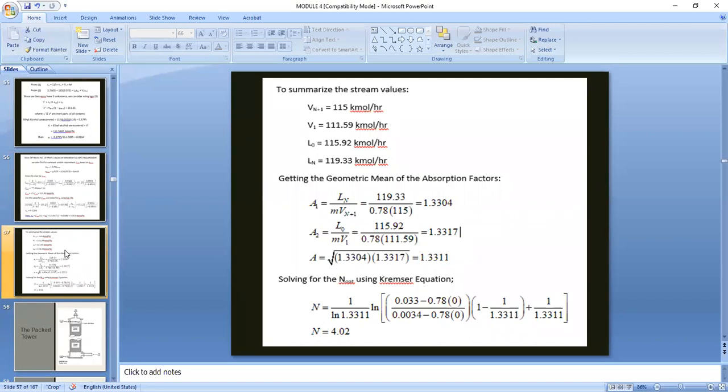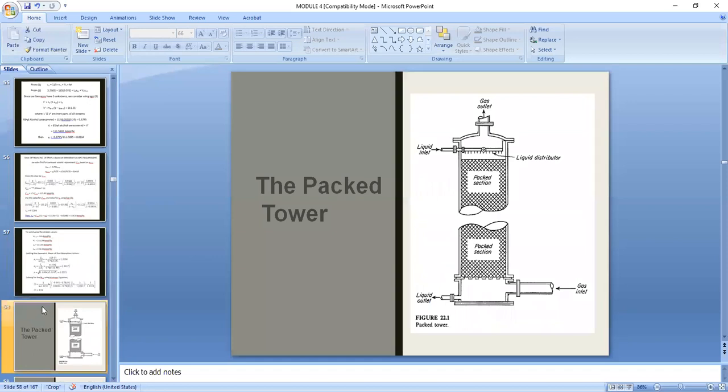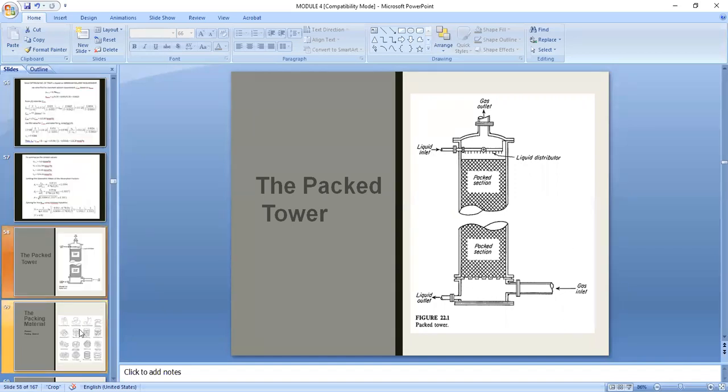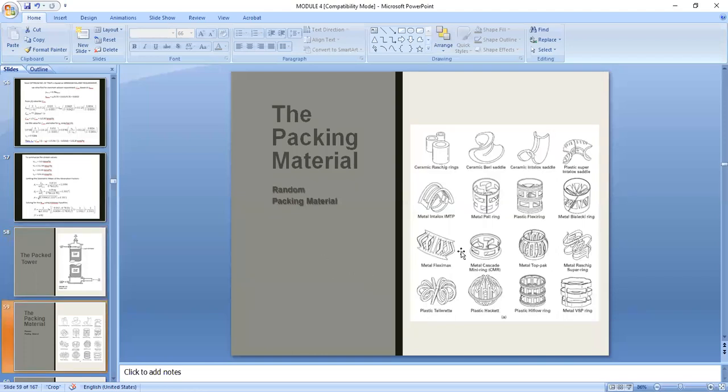Now we go to the packed tower. As to the design of the packed tower, the liquid is introduced here, gas is introduced in here. And these are the different random packing materials.